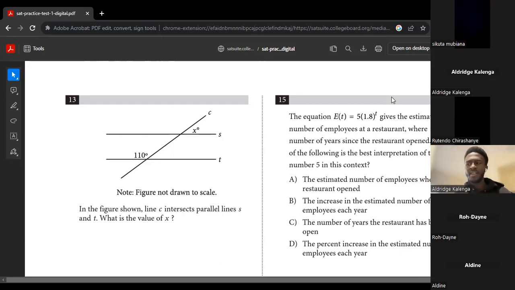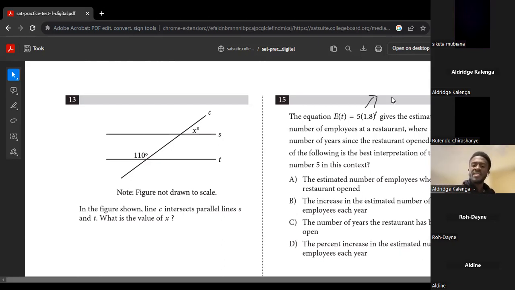All right, I guess let's stick to answering. So A says it's the estimated number of employees when the restaurant opened, and that's probably our answer. B, the increase in estimated number of employees each year. So that's not correct, because we have a 1.8 here, which is more than 1. So it means this is a percentage increase. So the increase in the estimated number of employees each year should actually be 1.8, not the 5.